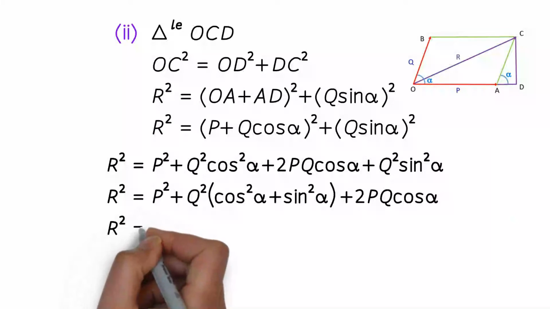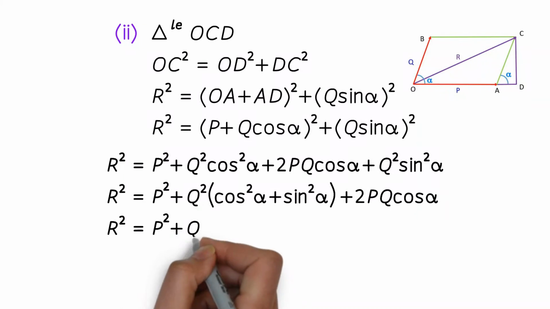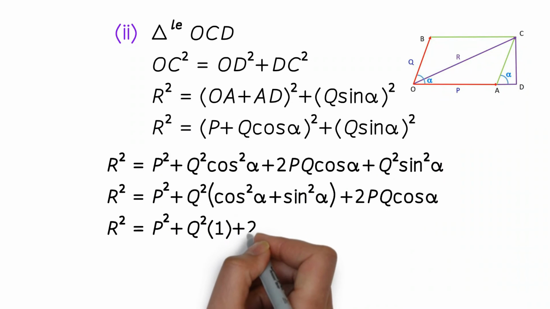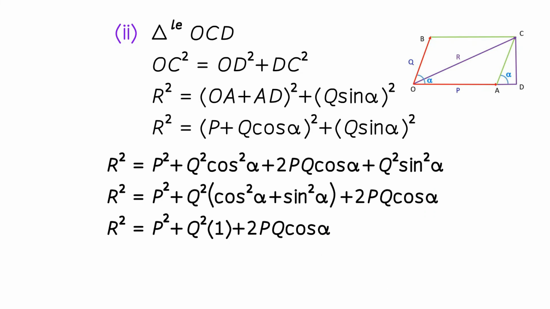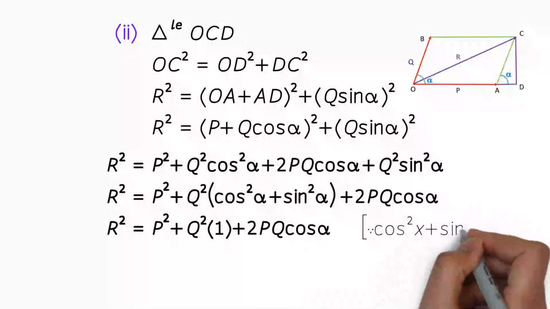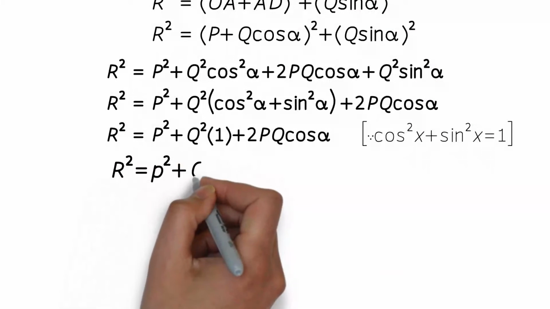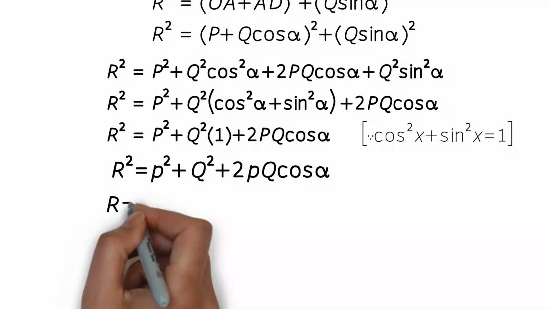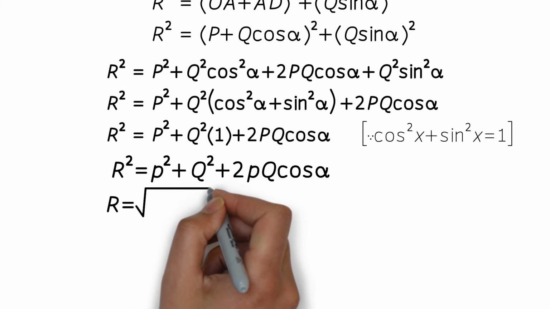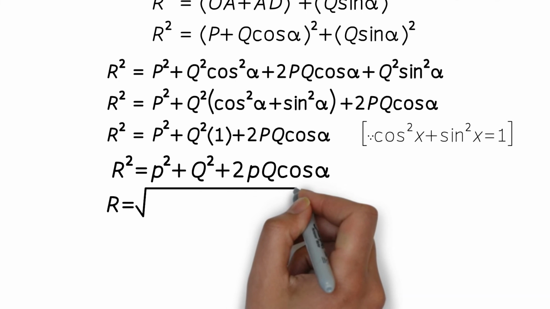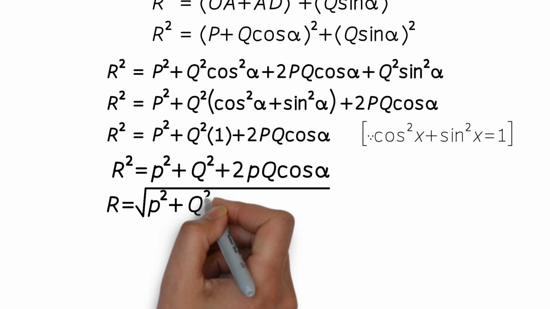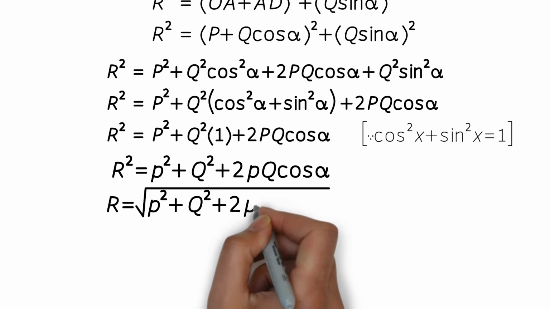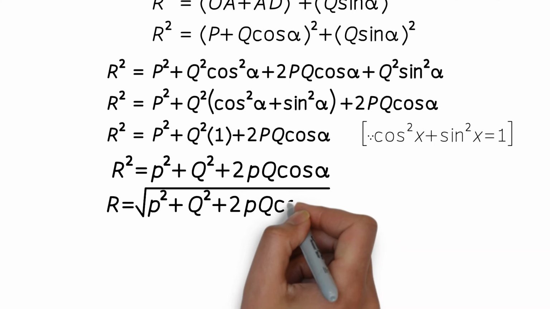We will rewrite the expression as R square equals P square plus Q square (cos square alpha plus sin square alpha) plus 2PQ cos alpha. Then we will substitute cos square alpha plus sin square alpha as 1. Then we will get the equation R square equals P square plus Q square plus 2PQ cos alpha. Then we will get the magnitude of resultant R as the square root of P square plus Q square plus 2PQ cos alpha.